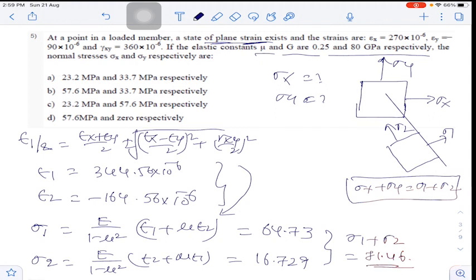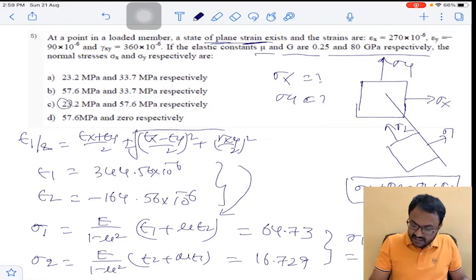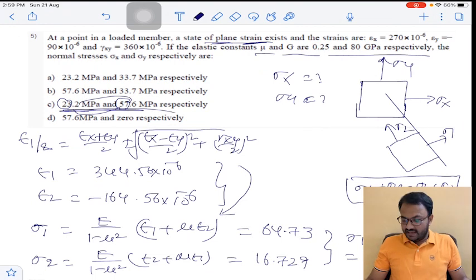Now the sigma x and sigma y values' sum will be 81.46. If you add 23 plus 57, it is around 80.8. So approximately this sum is equal to sigma x plus sigma y. So the answer for question number 5 is C. Okay. So here I have not calculated the values of sigma x and sigma y. I just checked the values from the options. So for what options the summation is equal to the summation of sigma 1 plus sigma 2, that will become the answer. Okay.